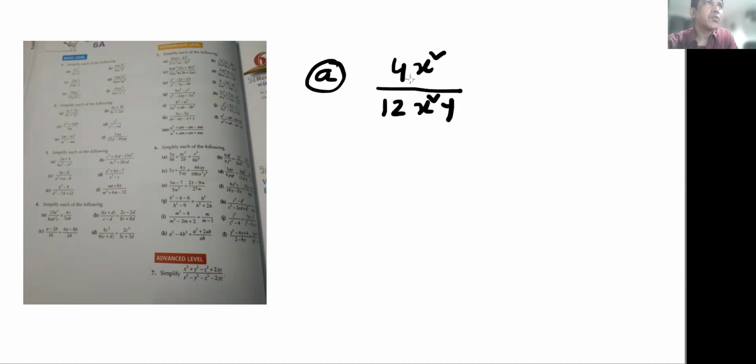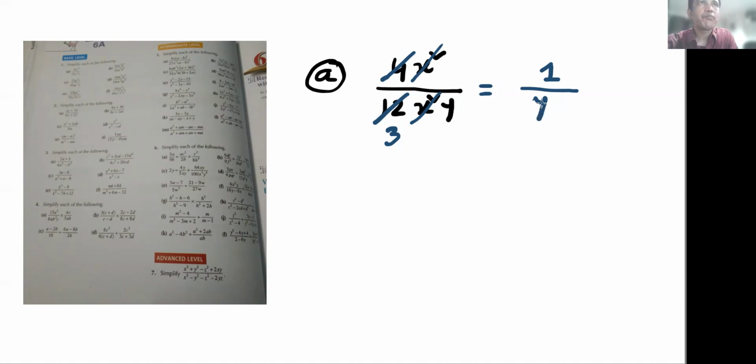Okay, can you cancel any of this? How we can cancel? By dividing them, 4 and 3. Right? X square and x square. So remaining is what? Remaining is y. Down, it's remaining y. 1 by y. Since nothing is there, that means 1 is there. Okay, 1 is like a god, it's everywhere.